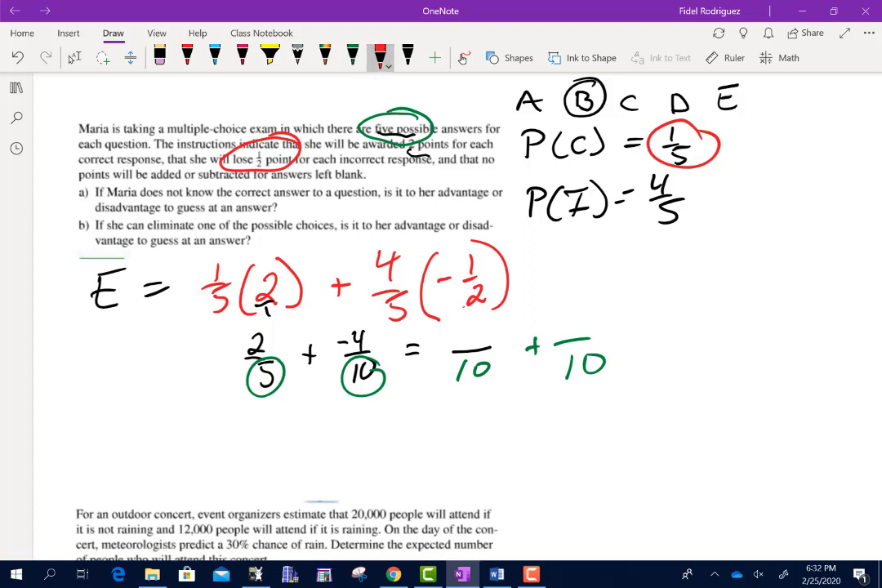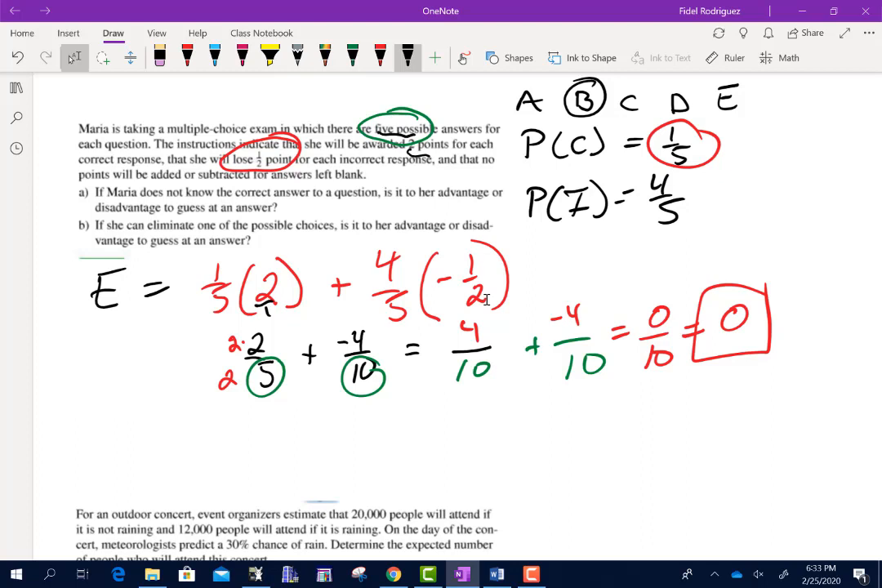Okay. So we had to multiply this one by 2, so that's going to give me a 4 there. We didn't change this one, so we're not going to change that one. We add them together. 4 plus negative 4 is 0 over 10, which is the same thing as 0. So is it to her advantage or disadvantage? It doesn't matter, right? Over the long run, it's not going to make that big of a difference.